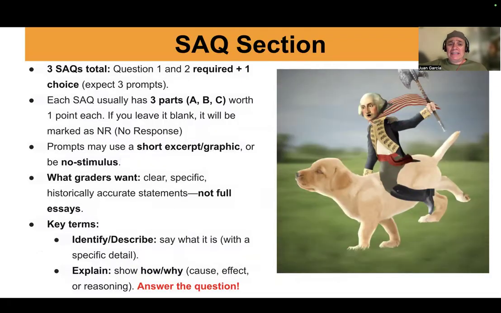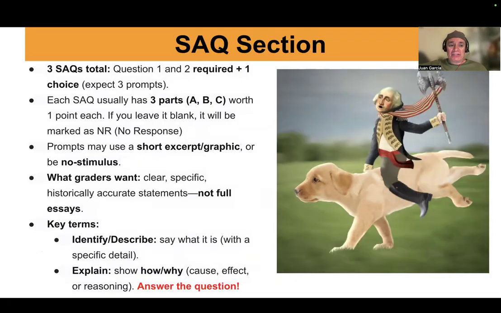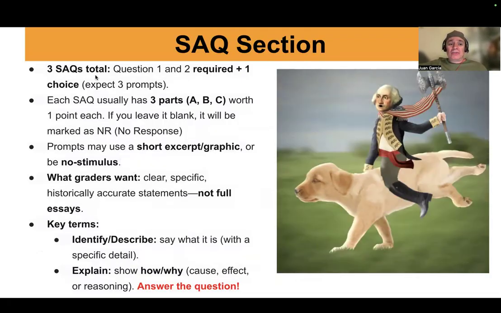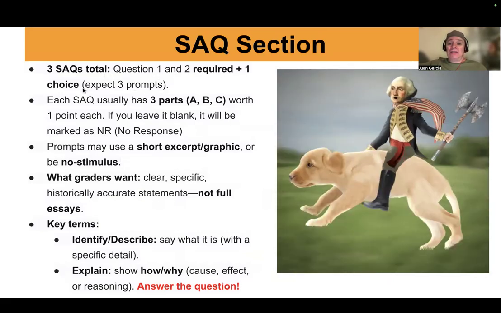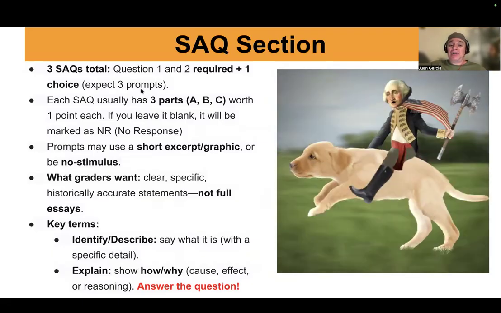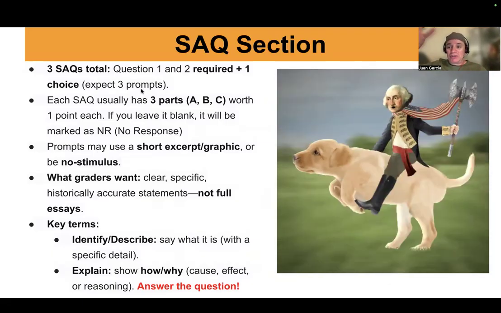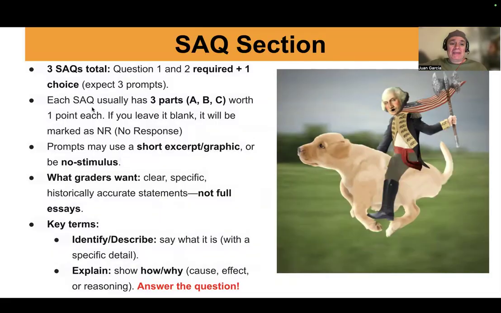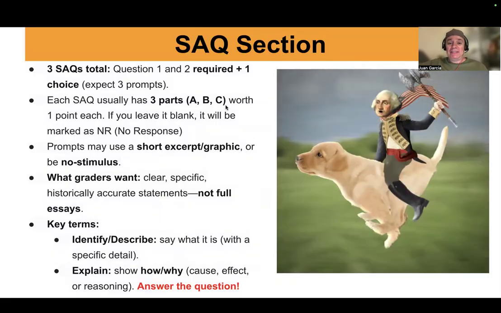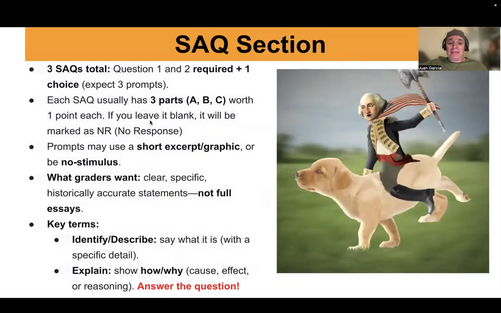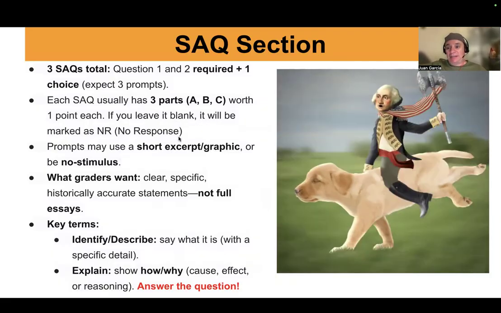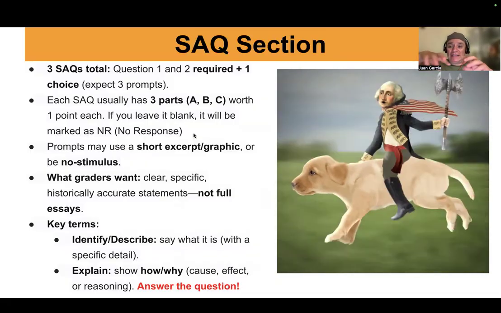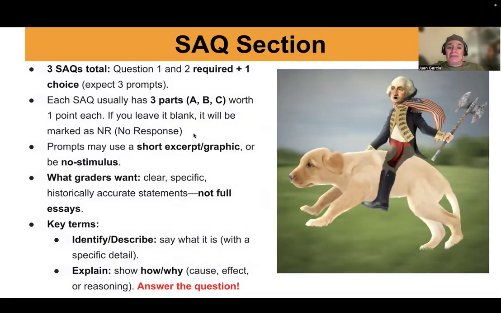The next section is the SAQ, short answer question. So three SAQs total. Question one, two are required, plus one choice. Expect three problems. So the third question is a choice. You have two questions and choose one. At the end, you're writing three. Each usually has three parts, A, B, and C, worth 1 point each. If you leave it blank, it will be marked as NR, no response, which is a zero. Okay, so write something and just try your best.